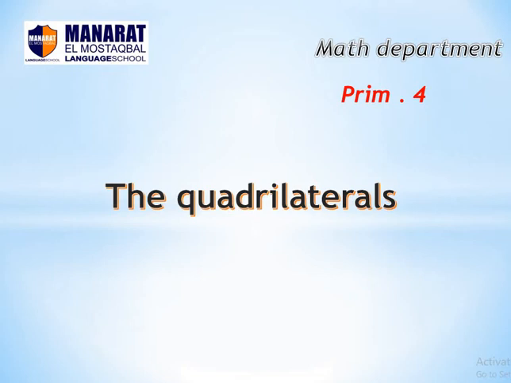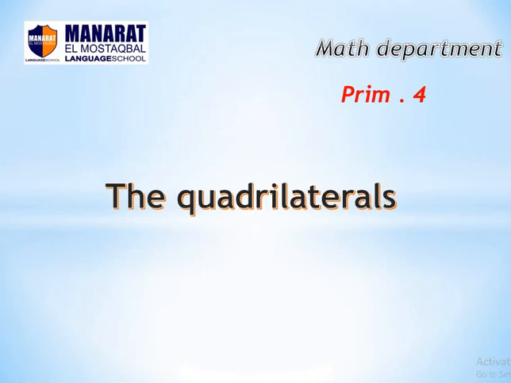Let's remember the meaning of quadrilaterals. We know that we have some shapes we call polygons, like triangle, quadrilateral, pentagon, hexagon, heptagon, octagon, and so on. So the quadrilateral is a polygon which has 4 sides, 4 angles, and 4 vertices.